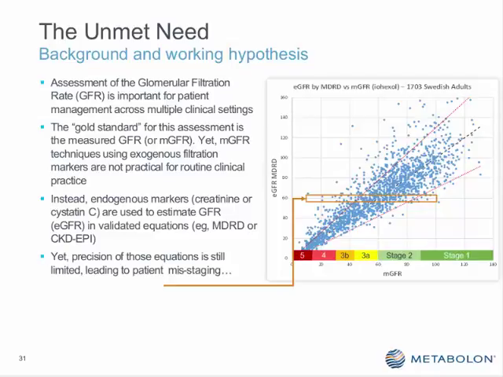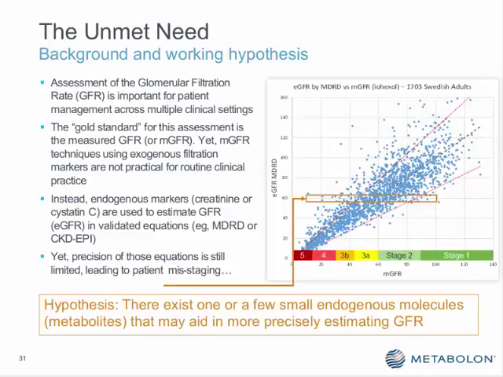This is, again, using endogenous markers, creatinine in this case. Creatinine is found in the muscle and in the diet. So again, some of the things involved in the equation are not under full control like mGFR is. So the limitation here is that for eGFR there's some leeway for improving accuracy and precision. The hypothesis that Metabolon had was: creatinine is a metabolite that is filtered by the kidney, so perhaps there are additional metabolites that are more representative, more accurate, and more precise to estimate the GFR.